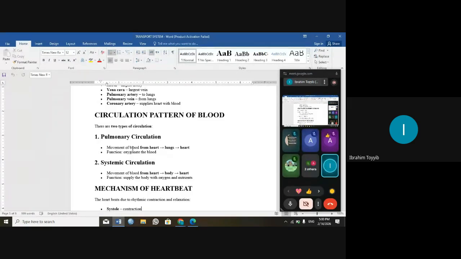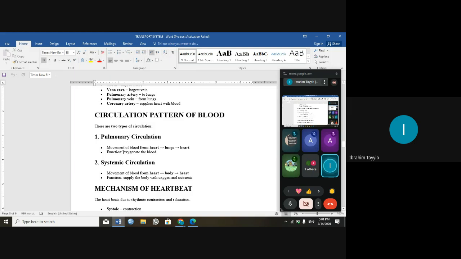That's good. Now, so pulmonary circulation, what happens in pulmonary circulation is that there's movement of blood from the heart to the lungs. So blood will come from the heart to the lungs and back to the heart. So the function is what? Oxygenate the blood. So that's why the lungs are there. So pulmonary circulation, anything pulmonary has to do with lungs. So the blood will move from the heart to the lungs, from the lungs back to the heart. And the function is to oxygenate the blood.